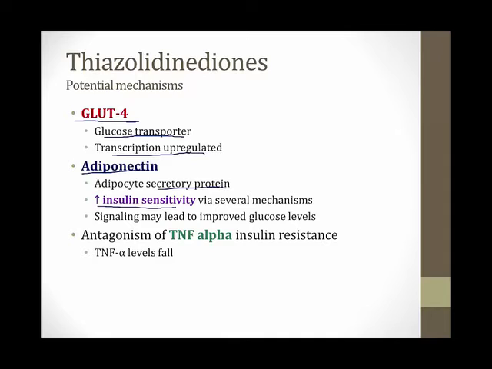So one hypothesis for the way TZDs work is that they lead to more production of adiponectin, and that leads to improved glucose levels. Another mechanism that's been proposed is antagonism of TNF-alpha. TNF-alpha is a well-described molecule that leads to insulin resistance, and TNF-alpha levels may fall in patients taking TZDs.